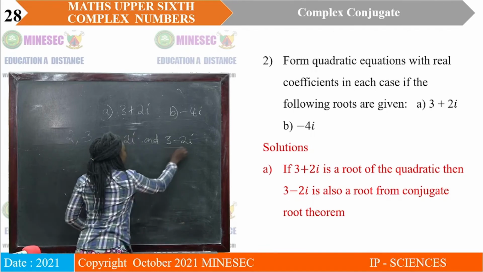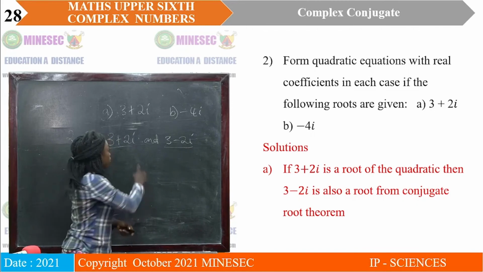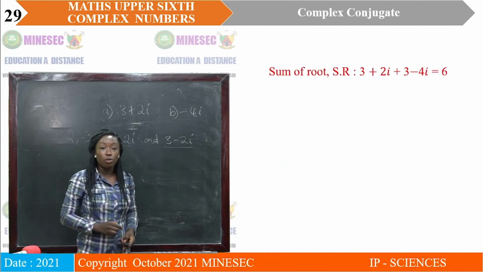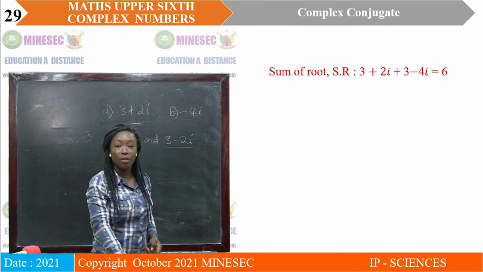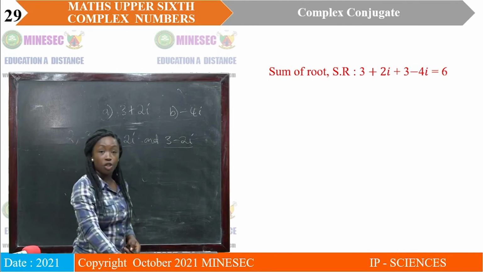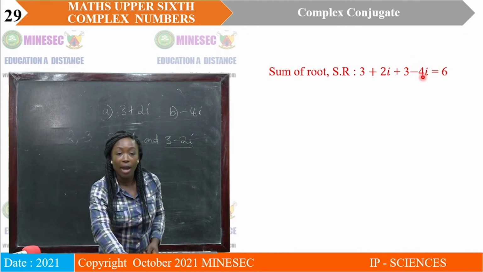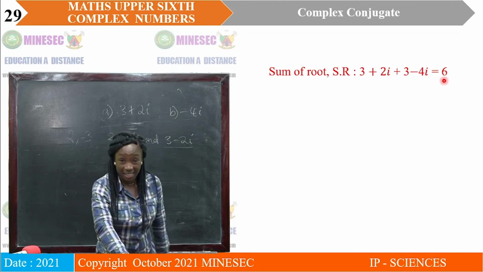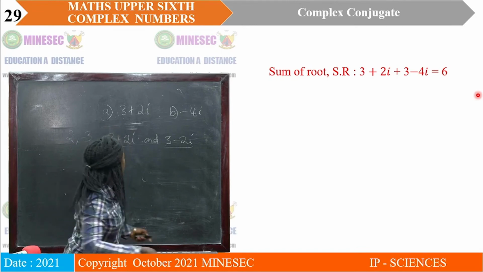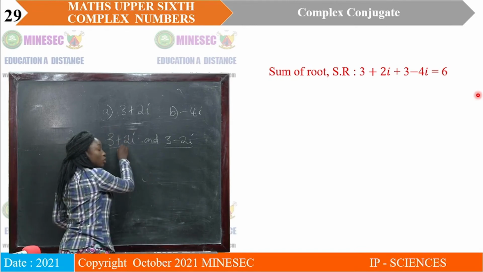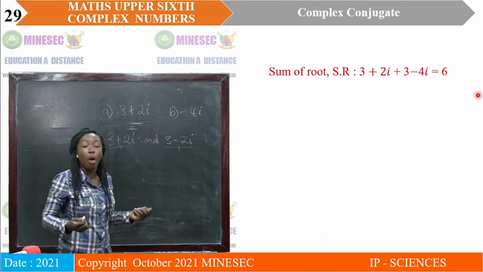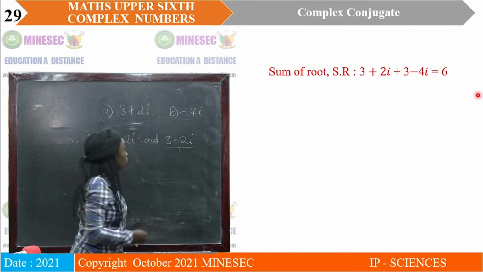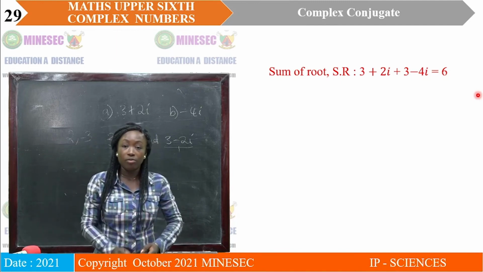And so, having this idea, we can now look for the sum of roots of these two. Sum of roots, which will be 3 plus 2i plus 3 minus 4i. It should be 3 minus 2i, not 3 minus 4i, because we are taking just the conjugate. So this 2 does not have to change. So it should be 3 minus 2i, not 4i. 3 minus 2i, which will give us 6. Why 6? Because when you add a complex number to its conjugate, it gives you a real number. So adding that will give us 6.